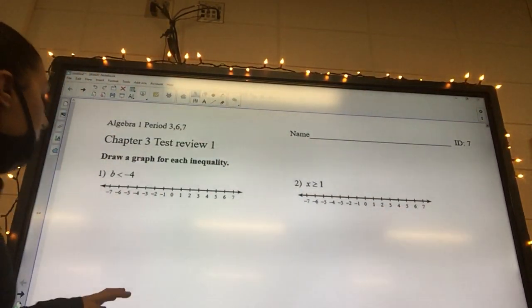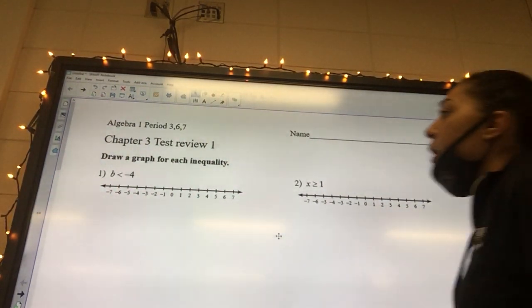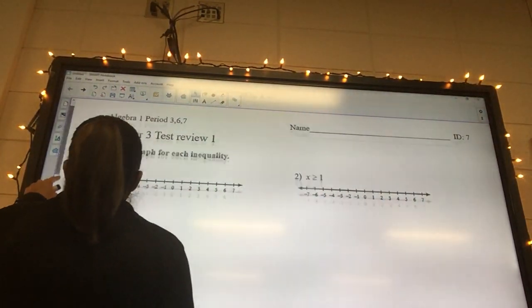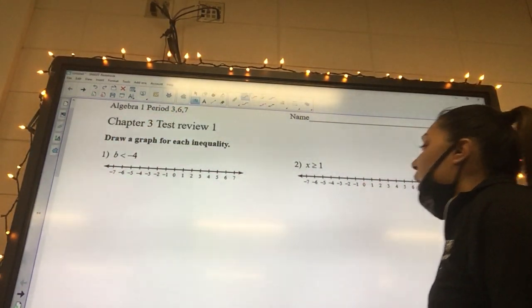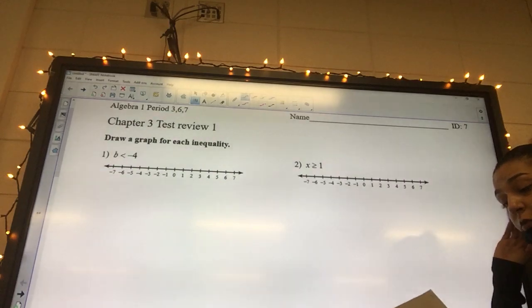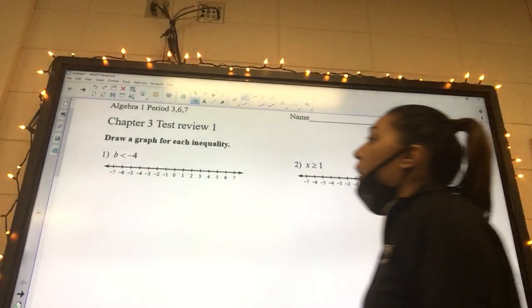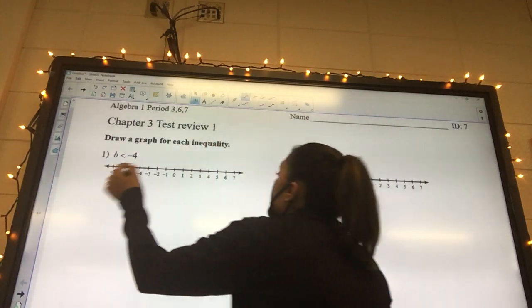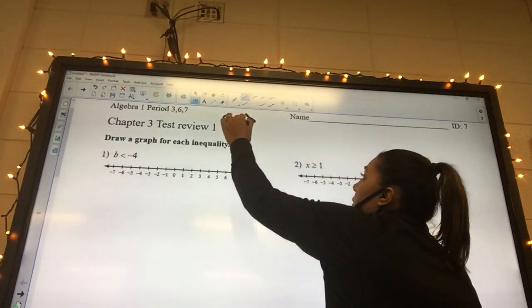Okay, so when we first started inequalities, we just straight up learned how to draw them. So that's what number 1 and 2 are. Do you want me to do 1 or 2? None. Okay. And obviously you can use these on your test. So if you're going to need to write some notes, definitely write them.